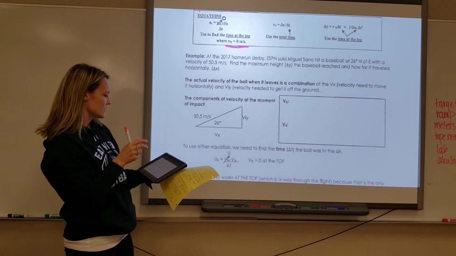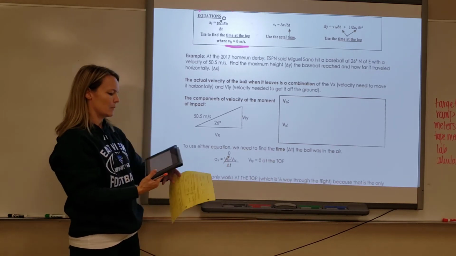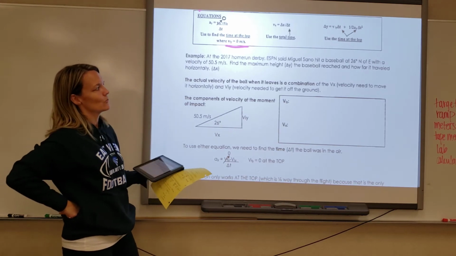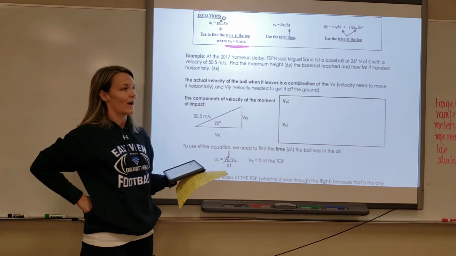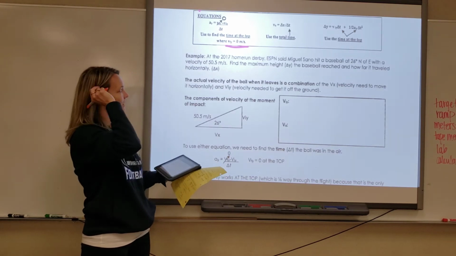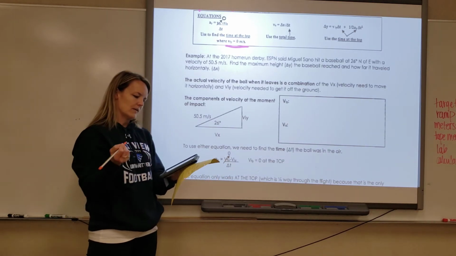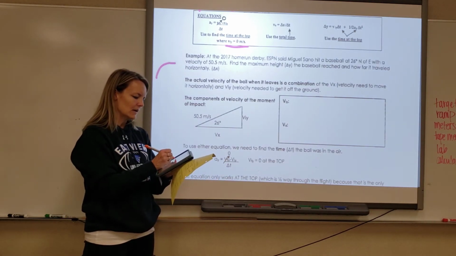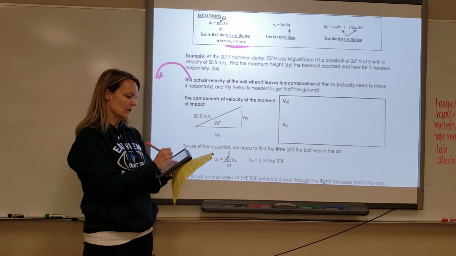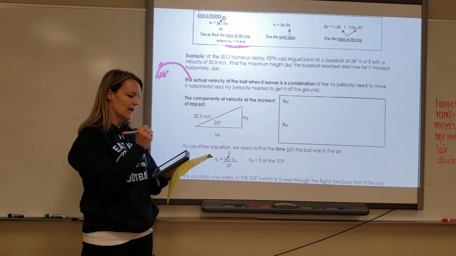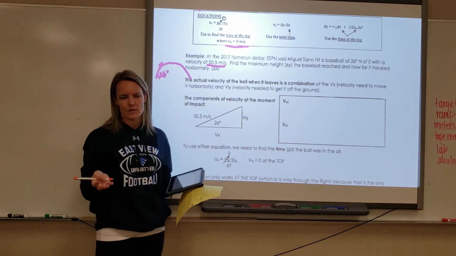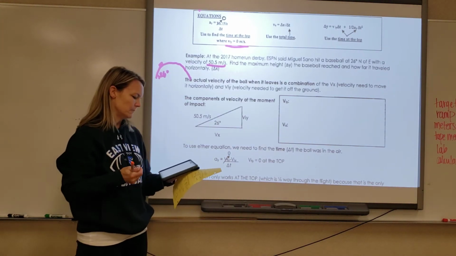Okay, so at the 2017 Home Run Derby, ESPN put up a graphic and I took a picture of it. It said Miguel Sano hit a baseball at 26 degrees north of east with a velocity of 50.5 meters per second. Find the maximum height the baseball reached and how far it traveled horizontally. So the actual flight of the ball looks like that with an angle of 26 degrees, and it left with an actual velocity of 50.5 meters per second. I just took all those numbers off of the graphic that ESPN put up there.